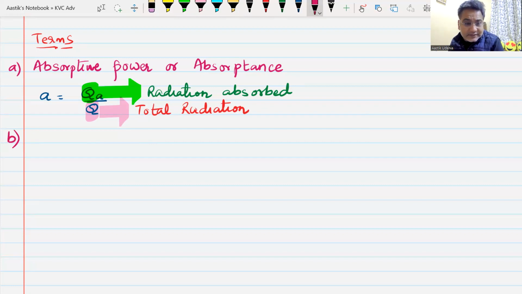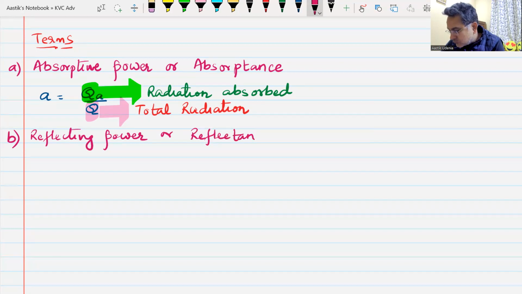Then what is the next thing? Reflecting power or reflectance. Reflective power or reflectance is normally denoted by r, that will be equal to Q_R divided by Q. Do you understand the meaning of the terms? Yes or no? What is Q_R and what is Q? First listen to me, then I'll give you time to write.